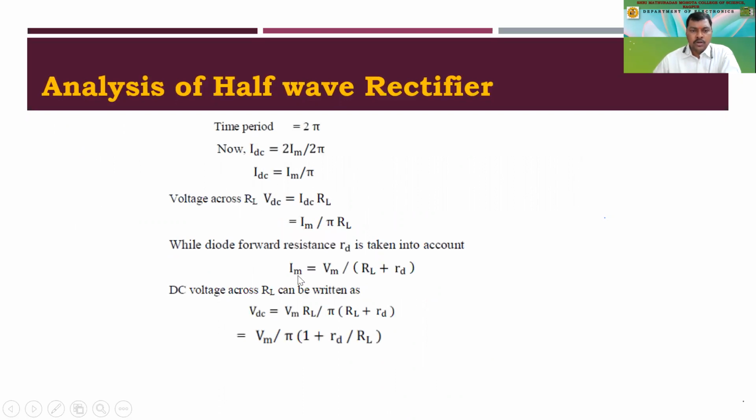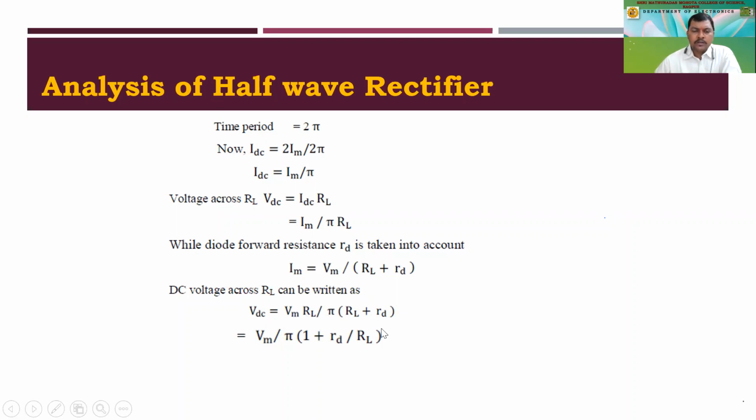Okay. So this RD, how it is appearing over here: Im will be equal to Vm divided by RL plus RD, right? So now we are having RL plus RD over here. If you substitute this in the VDC equation, that is Im by pi into RL, then in place of RL we can substitute RL plus RD. So VDC will be equal to Im RL by pi, that is Vm RL by pi into RL plus RD.